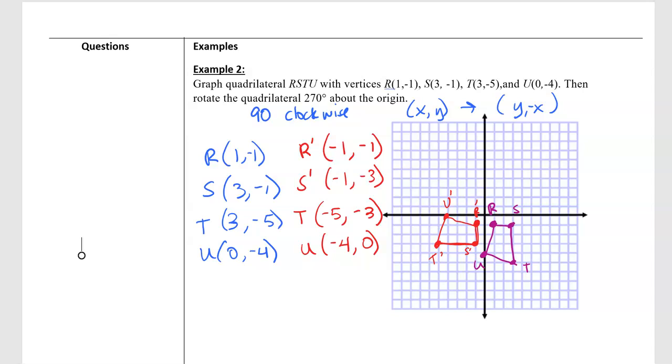Okay. Now, to see the 90, I just want to point one part out. Let me get orange here. So let's look at R and R prime. If I were to connect a segment from the center of origin to R and the center of origin to R prime, can you see the 90 right there? So it makes a 90-degree rotation, and it is the same distance from the center of rotation.